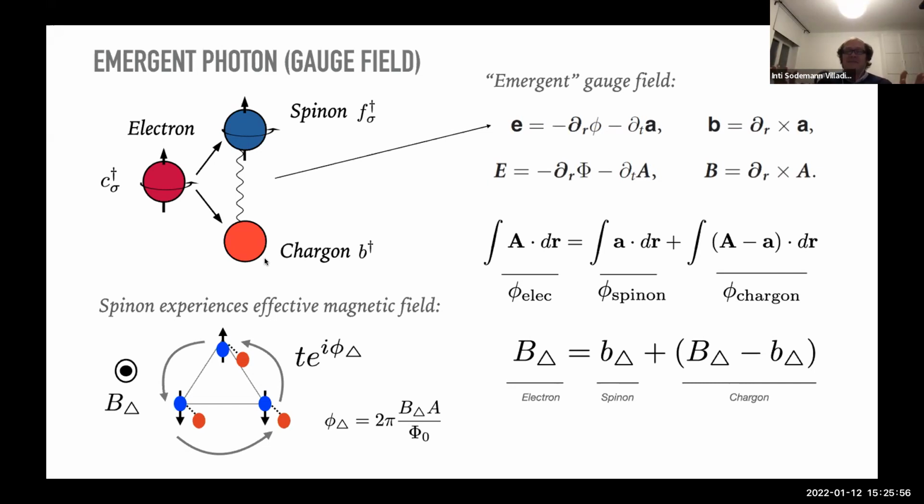You could split it into halves. In the end, that's just keeping track of what the total charge of a local object is, which is the electron. The only thing that makes sense as a physical quantity is the total charge of a local object, which is the electron, and how you split it among the two partons is a matter of convention, essentially.